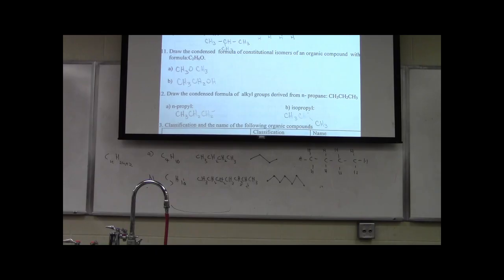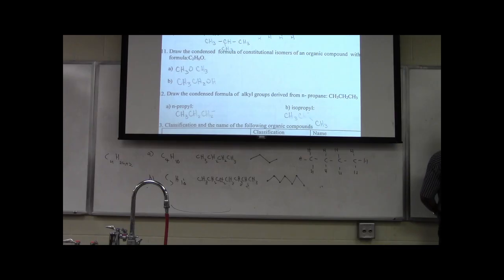Now, what is a constitutional isomer? A constitutional isomer is 2 distinct molecules. The bonding is different. Therefore, their properties are going to be different, like melting point and boiling point. Conformational isomers, that means rotation of hydrogen around the carbon-carbon bond, are not distinct isomers.